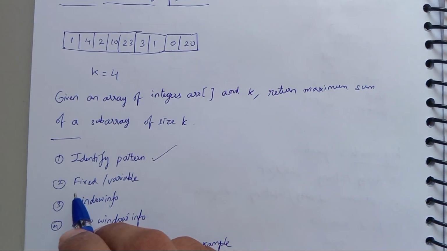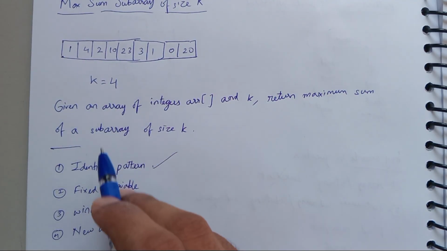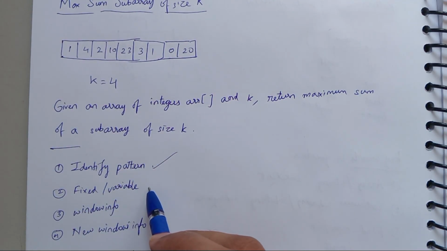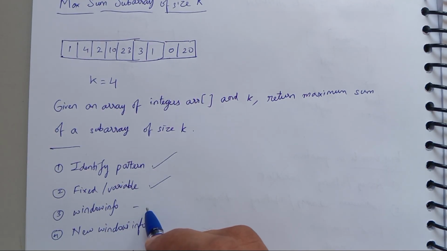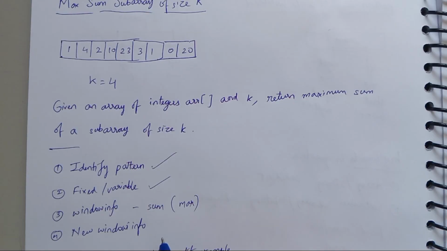The second one is, is it fixed or variable? We already have this k equal to 4, that means it is a fixed sliding window. And what is the window information? We need to find the sum and also the maximum sum. And what is the new window information? That we will see while solving the problem.